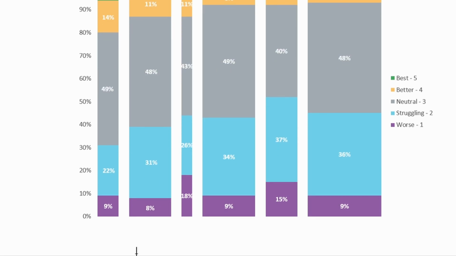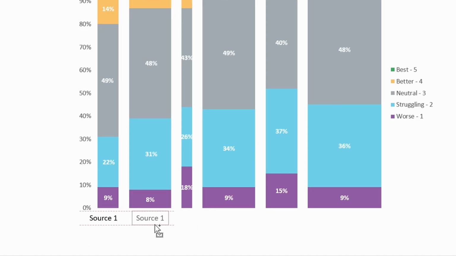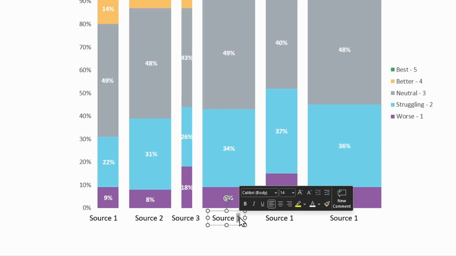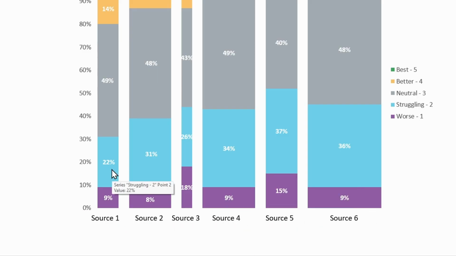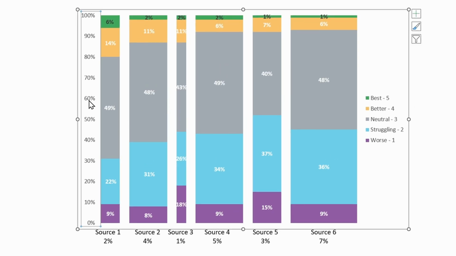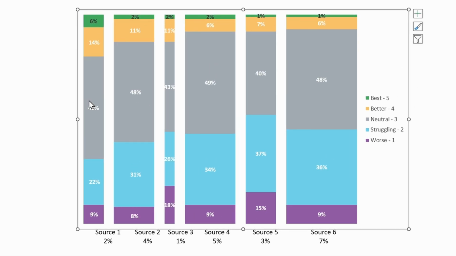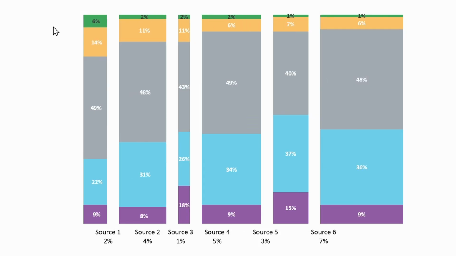Next up, add the axis labels. So this one is source 1, source 2. We can also add the column width or the market share numbers. So source 1, I remember, was 2%. The second one is 4%, then 1, 5, 3, 7. Then we can add some finishing touches, like we don't need the vertical axis, so let's get rid of this. Instead of having a legend like this, we can manually add the labels on the left hand side.